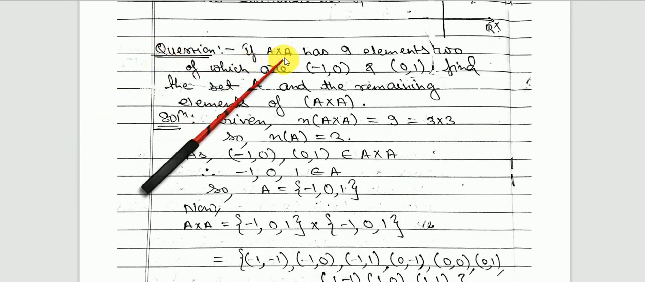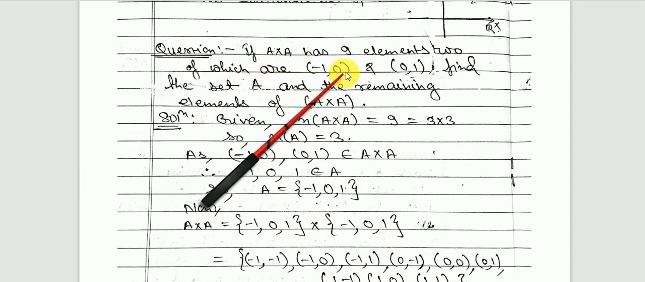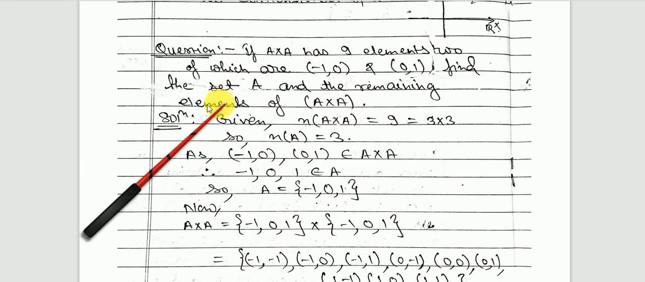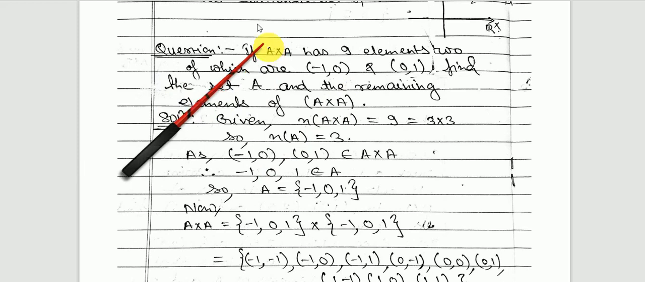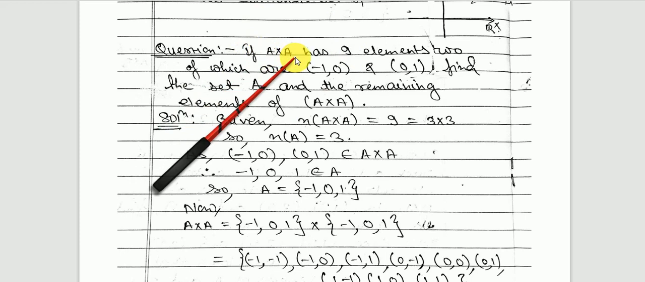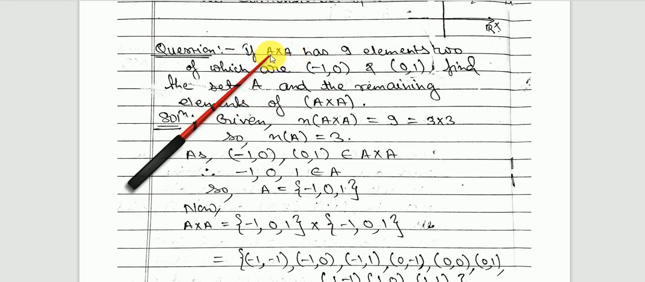Question: if A cross A has 9 elements, 2 of which are these: minus 1 comma 0 and 0 comma 1. Find the set A and the remaining elements of A cross A. So here the Cartesian product of A has 9 elements. So if A has n elements, then the second A also has n elements. So A cross A will have n into n.